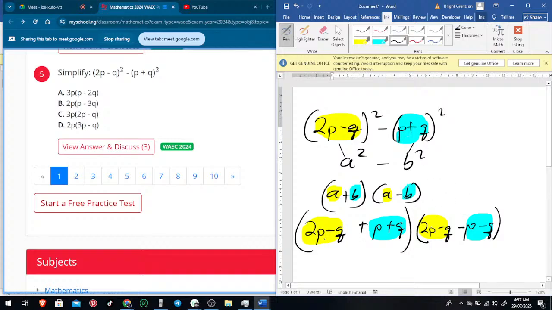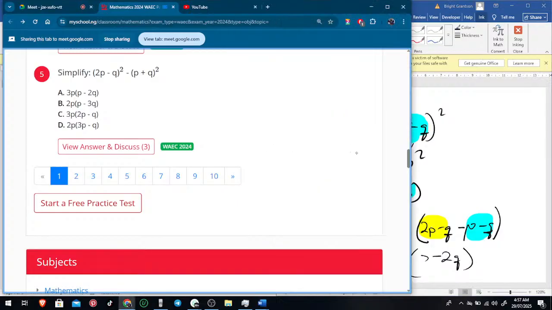So let's simplify. 2p plus p will give you 3p. This and this will cancel because of negative and positive. Over here, 2p minus p will give you p, and this and this will give you negative 2q. So this is the answer: 3p times p minus 2q. Let's go look at the answer for number 5.